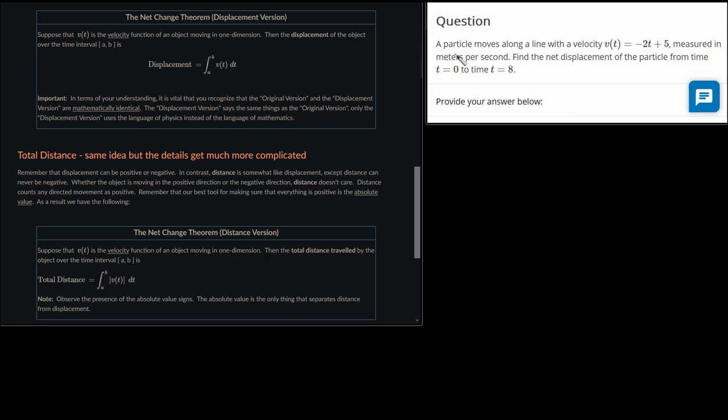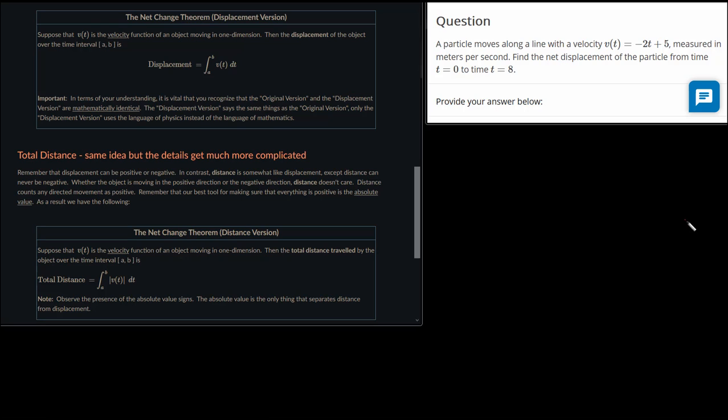So in this problem, what we got is a question about the total displacement of a moving particle. A particle is moving along a straight line with a velocity given by this function, and we want to find the net displacement of the particle when the particle is allowed to move basically 8 seconds, from time t equal to 0 to time t equal to 8. So over the time interval from 0 to 8, if the velocity function is given by this, what is the net displacement of the particle?